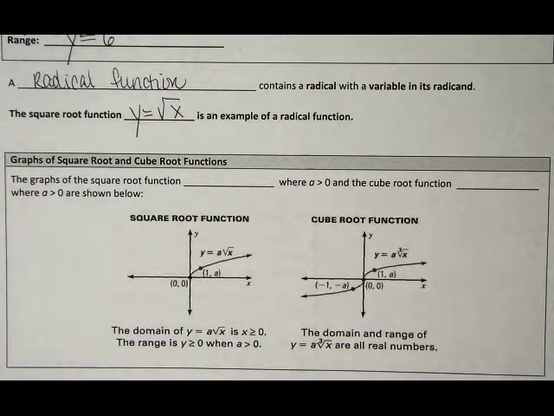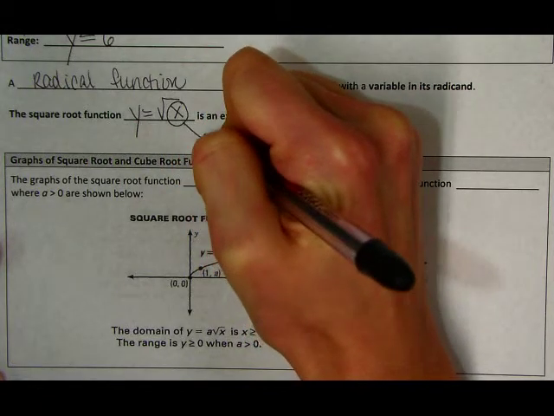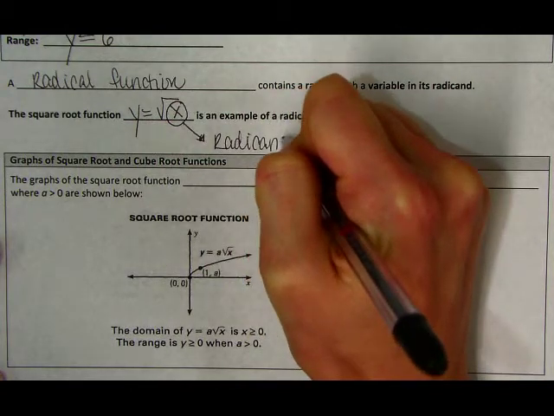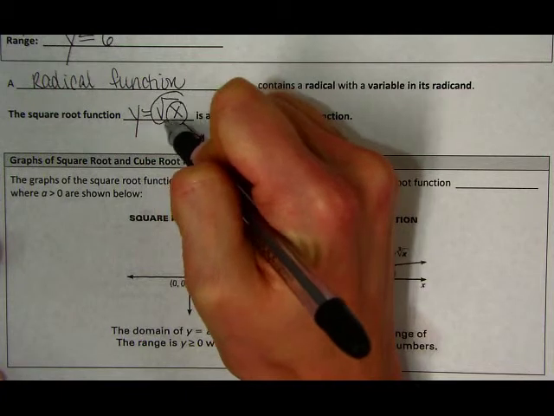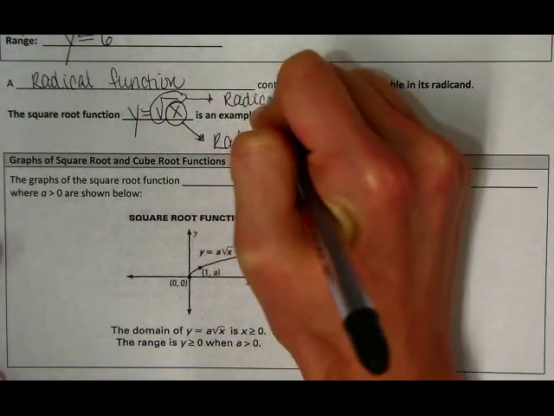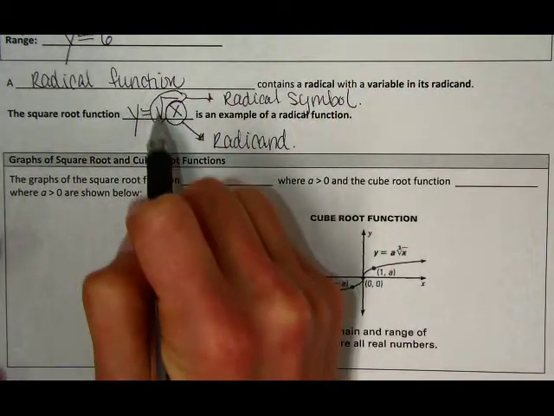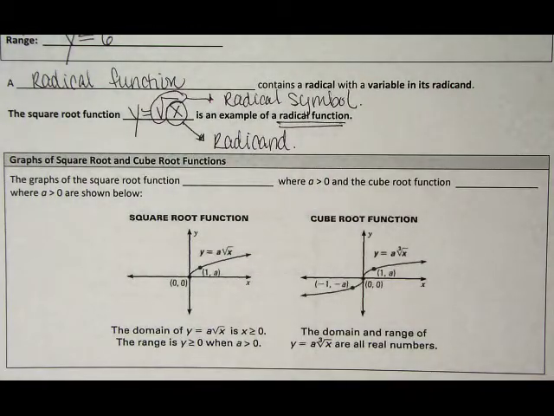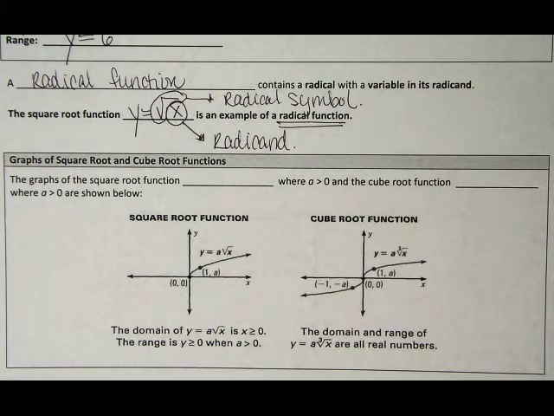So, a couple quick things about vocab. The inside value of your square root is what you call your radicand. I know we've talked about this before, but I just want to make sure we highlight it again. Your square root is called your radical symbol. And the whole thing, the radical symbol and your radicand, with your y equals, is called your radical function.